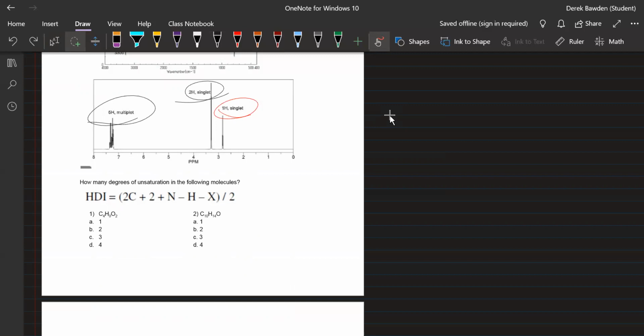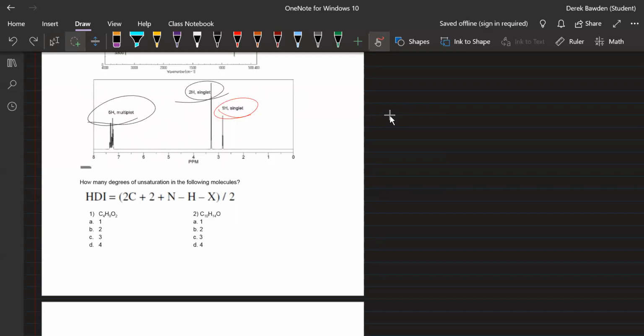You guys remember him saying if he will or not? Yes, perfect. So all you really need to know is how to use it. Okay. So you're going to do 2 times the number of carbons you have plus 2 plus the number of nitrogens minus number of hydrogens minus number of halides, and then divide that whole thing by 2.